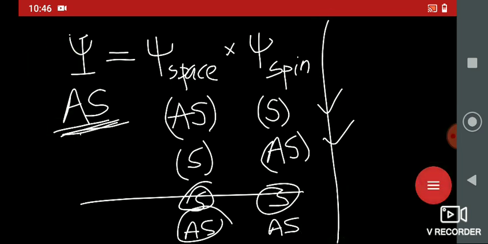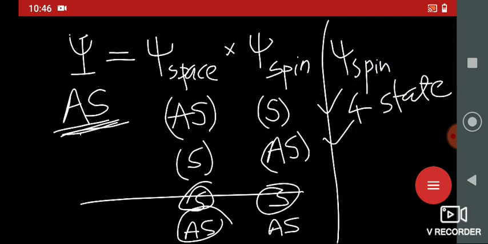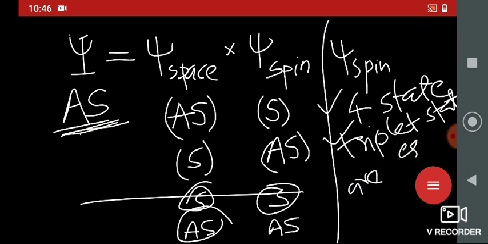We have already said that for the spin part, we have 4 states, and all the triplet states are symmetric. So the possible combinations of total wave function for the helium atom could be psi s, that is, the space part symmetric. If the space part is symmetric, we must have the spin part antisymmetric, which is the singlet state. So this is one possible wave function.